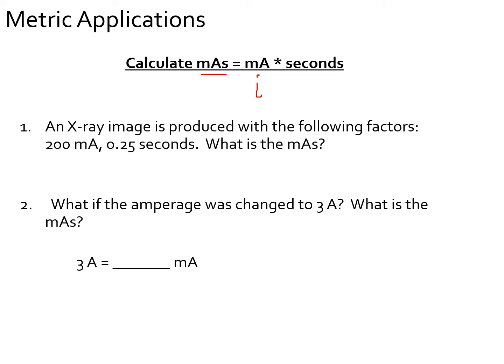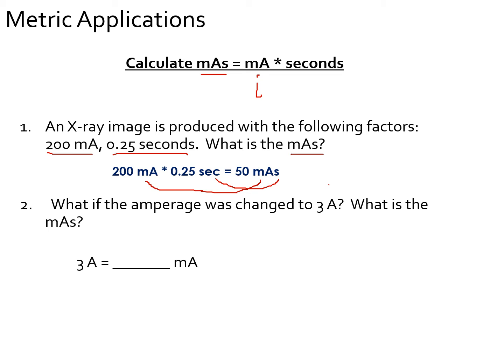So if an X-ray image is produced with the following factors: 200 milliamps and 0.25 seconds, what is the milliamp seconds, or what is the mAs? So take a second, pause the video, and make that calculation. All right, hopefully everybody got 50 milliamp seconds, taking the 200 milliamps times the 0.25 seconds. And here's the milliamps right there, and there's the seconds right there. So milliamp seconds.